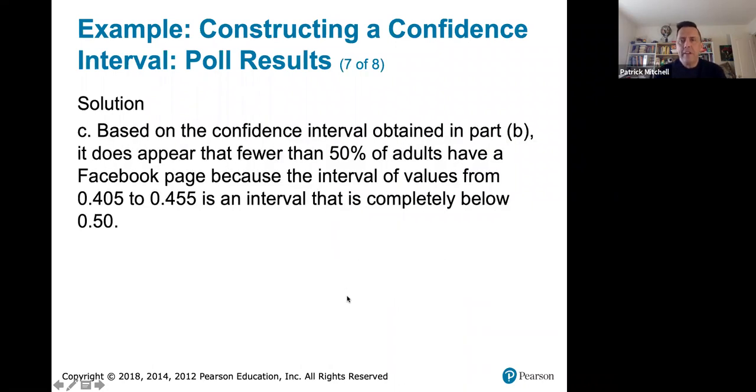Based on that confidence interval, it does appear that fewer than 50% of adults have a Facebook page, because remember, we are 95% confident that this interval contains the true population proportion. 0.5 is not within that interval. So it does seem pretty likely that fewer than 50% of adults have Facebook pages.